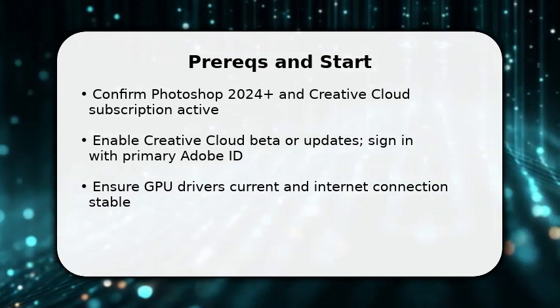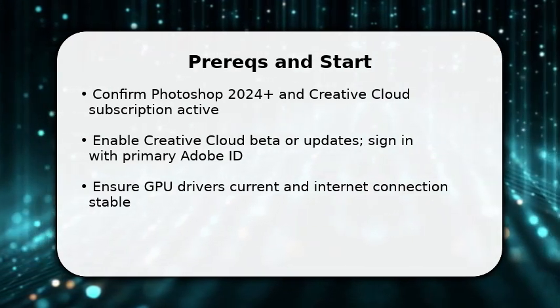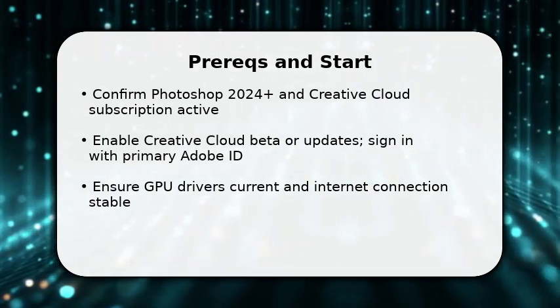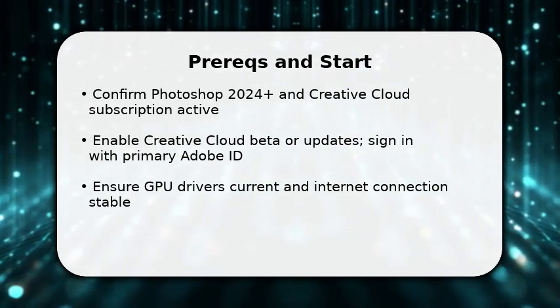Next, open Preferences and go straight to the Beta or Generative AI tab. You'll see an opt-in toggle. Toggle it on to start the installation process and wait for assets to finish downloading before moving on.